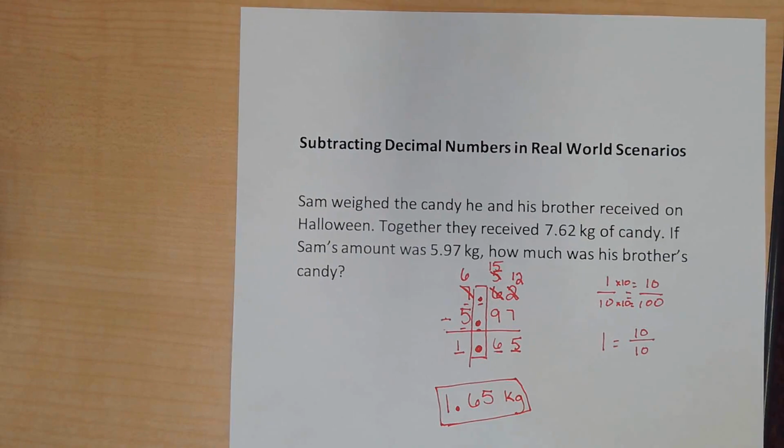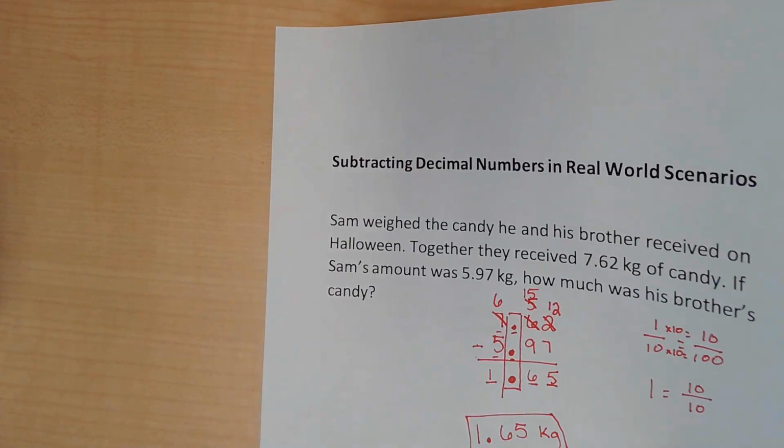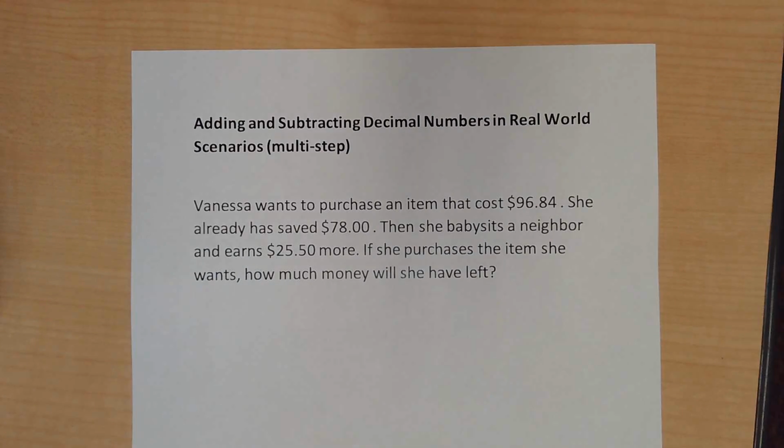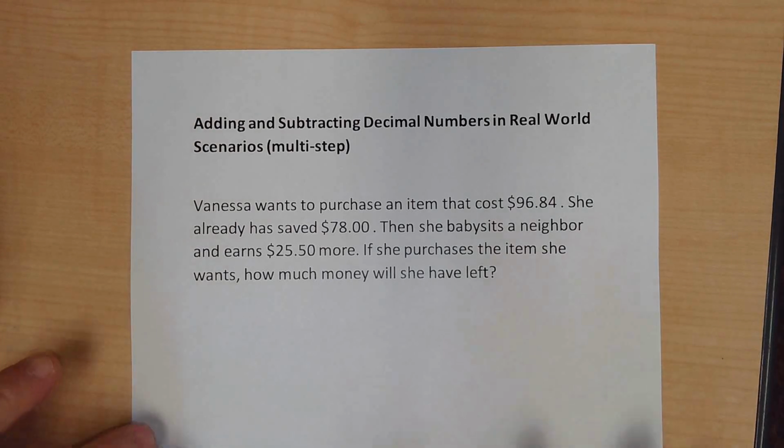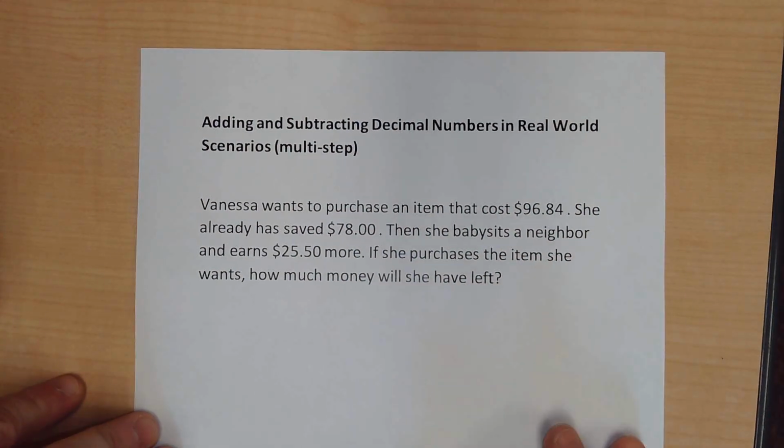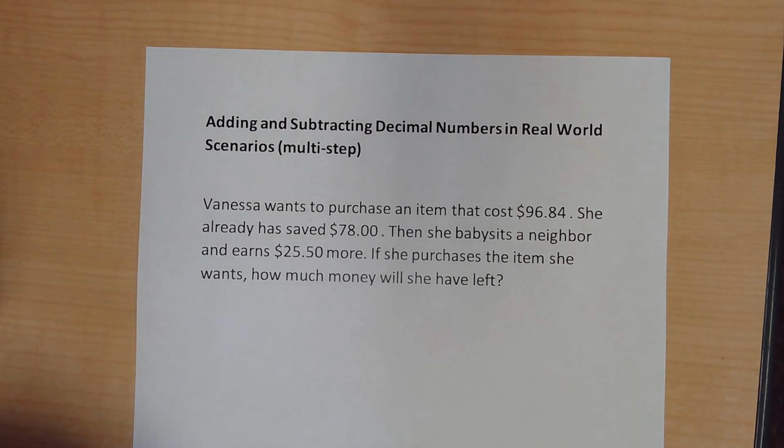Okay, now in 5th grade, we're going to move past the single step problems. We're going to move into some multi-step problems with decimals. So we're going to read this entire problem first, and then we are going to start breaking it down and seeing where we need to start. Vanessa wants to purchase an item that costs $96.84. She's already saved $78. Then she babysits a neighbor and earns $25.50 more. If she purchases the item she wants, how much money will she have left?